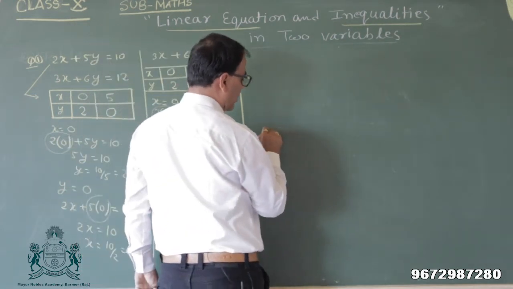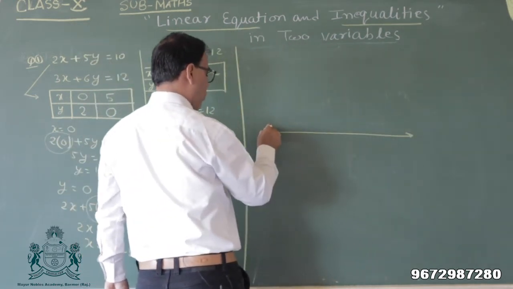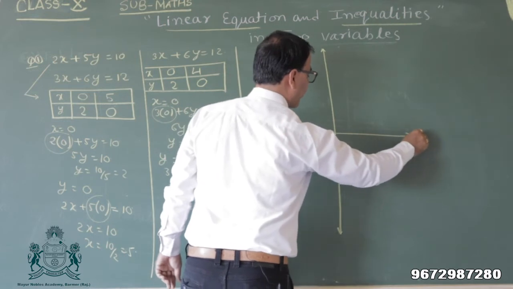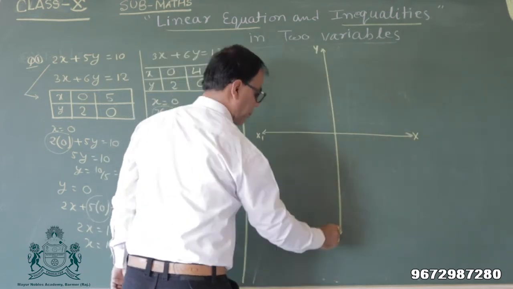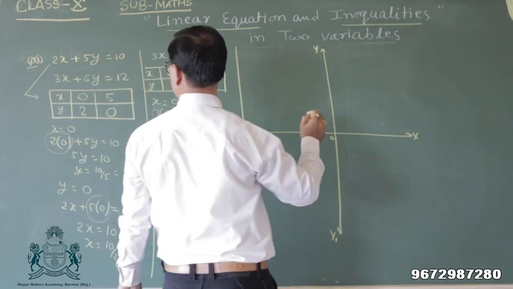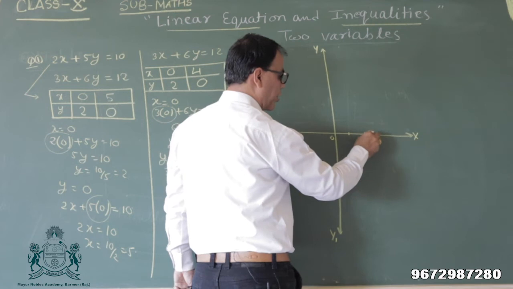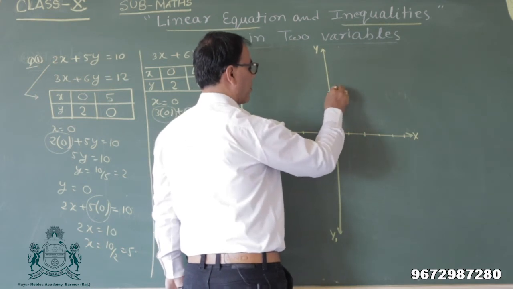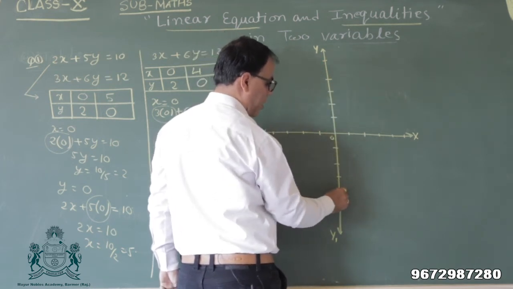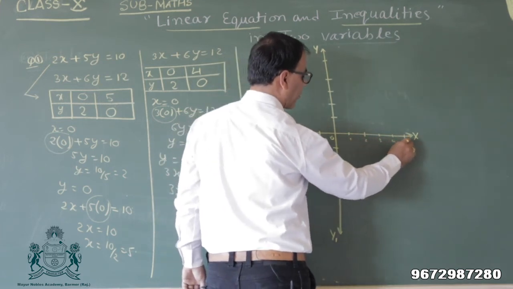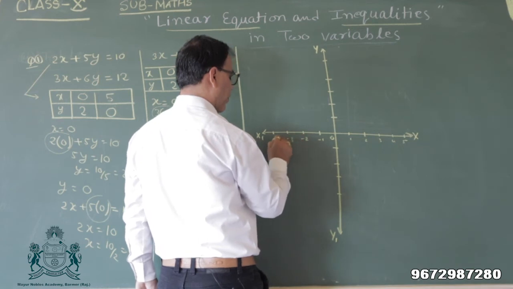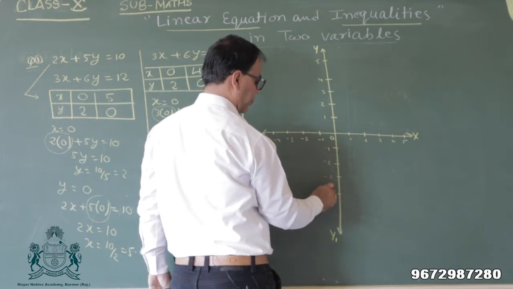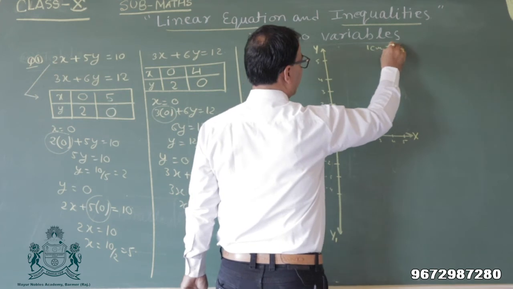Represent the number on a graph, points A, B and C. X-axis, y-axis, origin point, positive number, negative number, upper positive number, lower negative number. Scale 1 centimeter equal to 1 unit.